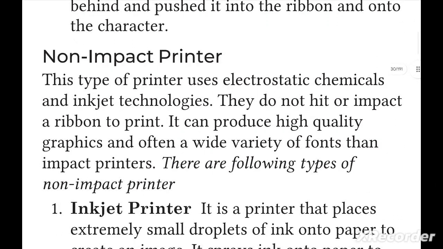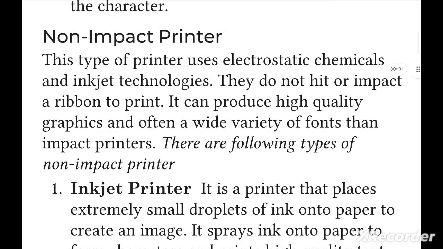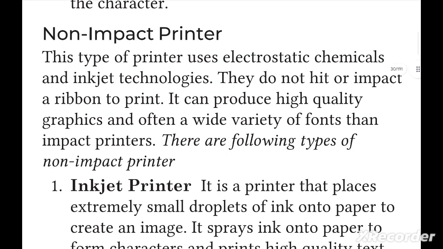Non-impact printer. Let's talk about a non-impact printer. This type of printer uses electrostatic chemicals and inkjet technologies that do not impact a ribbon to print. It can produce high quality graphics and a wider variety of fonts than impact printers. There are following types of non-impact printer.